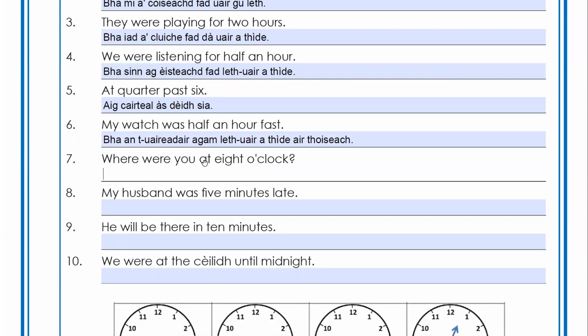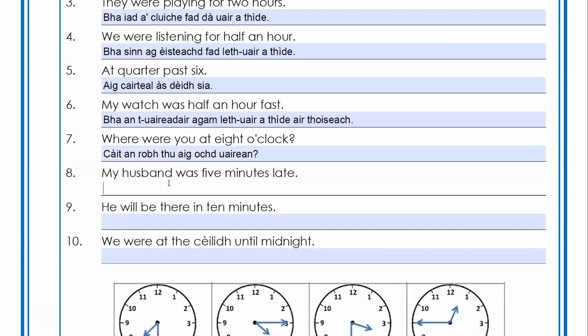Where were you at 8 o'clock? So where we had last time, càit. Càit an robh thu aig ochd uairean? Where were you at 8 o'clock?